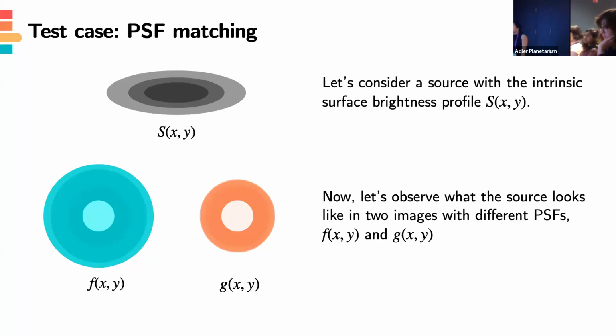Now, let's observe what the source looks like in two images with different PSFs. So we're going to have our PSF, which is a function of position, f of x, y, and then our second PSF, which is a function of position, g of x, y. And again, we don't necessarily care so much about what the specific functional forms of these PSFs are. We just want to know what they are.